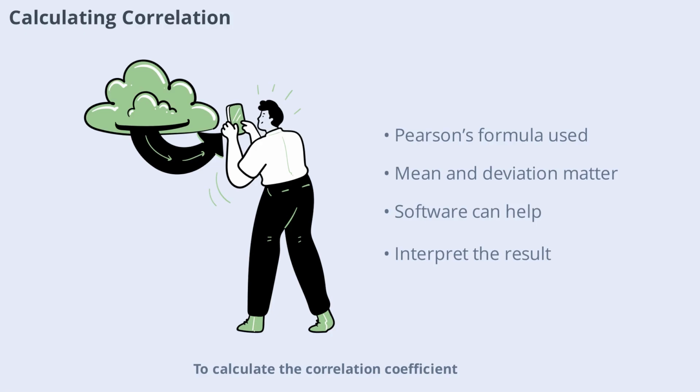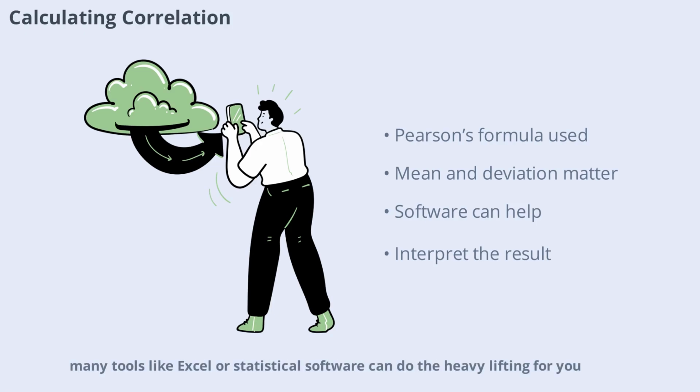To calculate the correlation coefficient, statisticians often use Pearson's formula. This formula considers the mean and standard deviation of your datasets to determine how closely the variables move together. While the math can seem intimidating, many tools like Excel or statistical software can do the heavy lifting for you. What's important is understanding what the result means and how to use it in your analysis. Let's walk through a simple example to see how this calculation works.